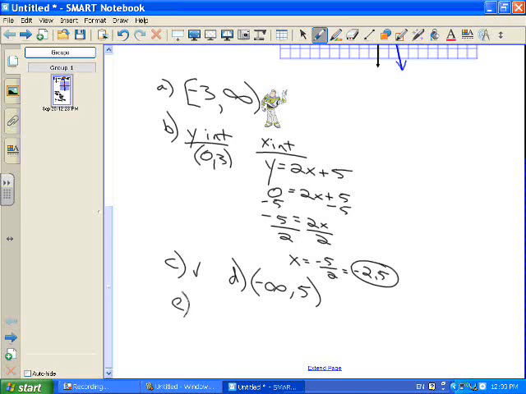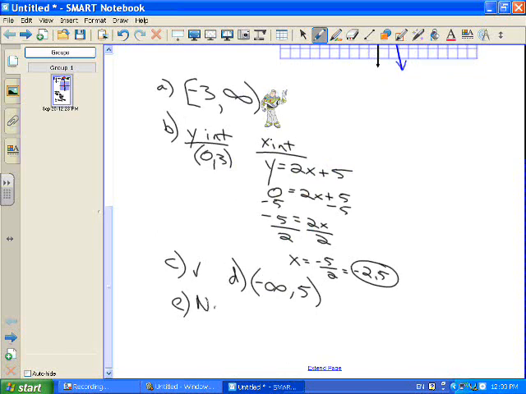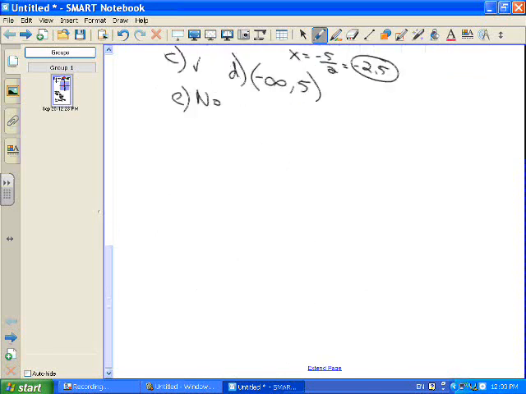E. Is it continuous on its domain? Clearly not. No. Now we're moving on. 36. This one just has 2 parts.